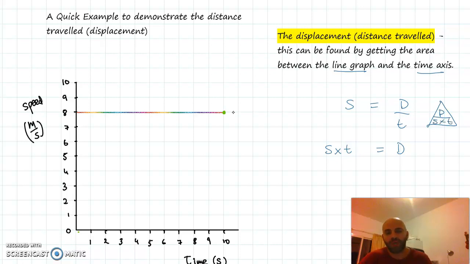Okay? So if I wanted to work out the total distance here, I hopefully would spot that it should be the speed multiplied by the time. Okay? So if I look at this graph now, I can see that my speed is 8 meters per second. So that's 8 meters per second times the time taken, which is 10 seconds from the graph.